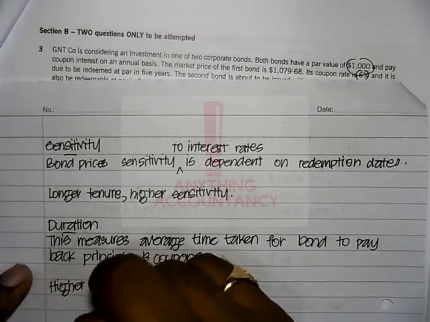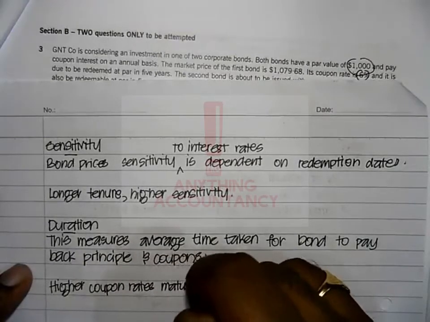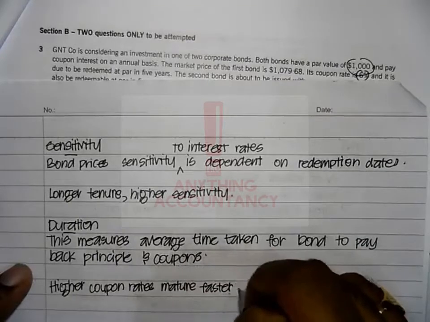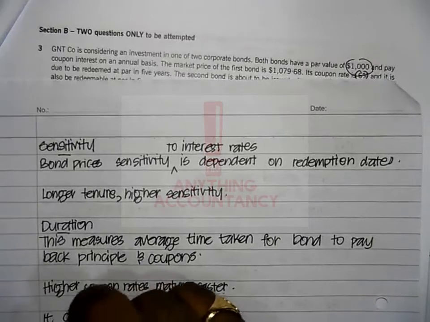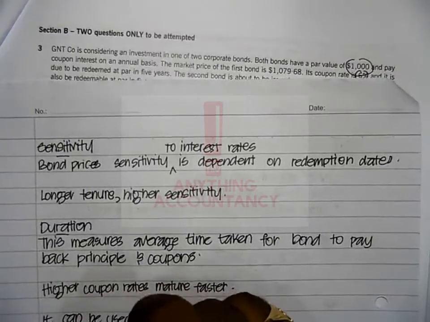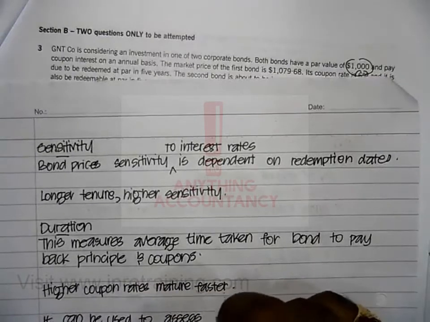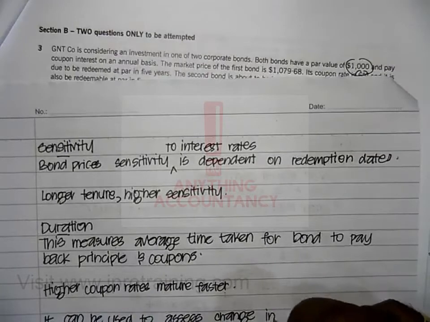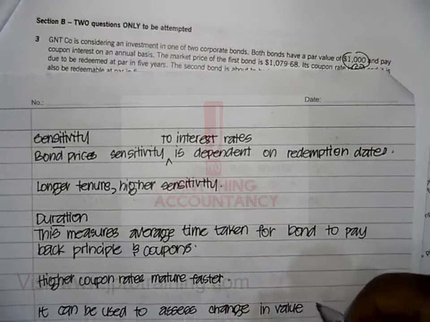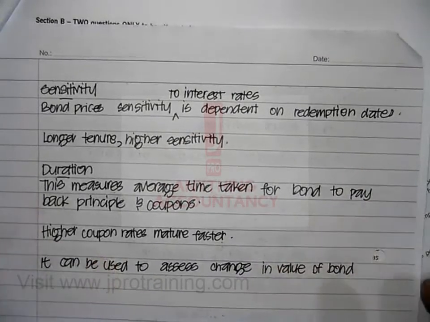Higher coupon rates mature faster. It can be used to assess change in a value of bond. Change in value of bond.